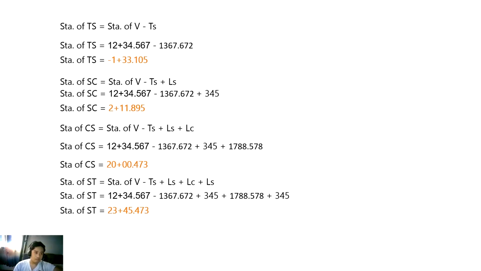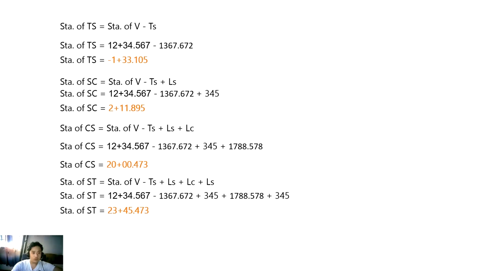Having that, makukuha na natin yung station na kinakailangan sa problem. So, station of TS equals to station of vertex minus TS. So, 12 plus 34.567 minus 1,367.672. And we'll get negative 1 plus 33.105.